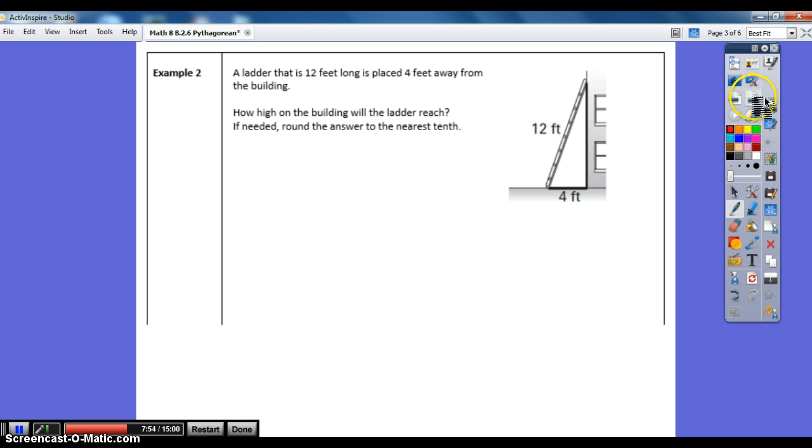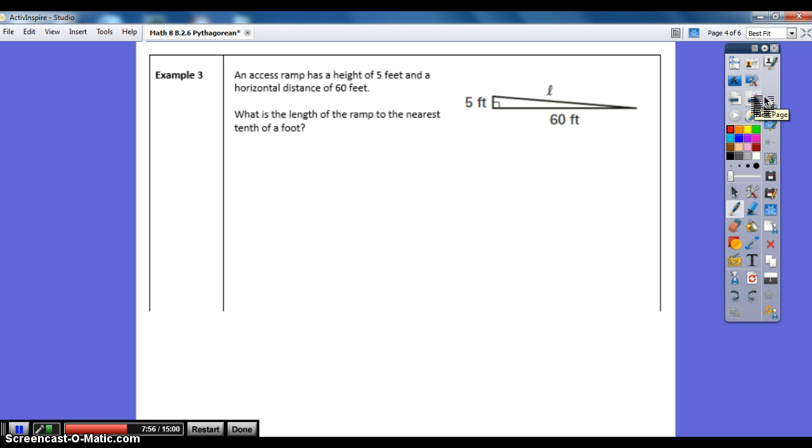Next one. Label it A, B, and C. First thing we need to do is label it A, B, and C. Find the C first. Which one's the C? The L. So do you want to leave it an L or change it to a C? Change to C. Okay, C it is. What do you want the 5 to be? A. And B. Alrighty, plug them in then. 5 squared plus 60 squared equals C squared.